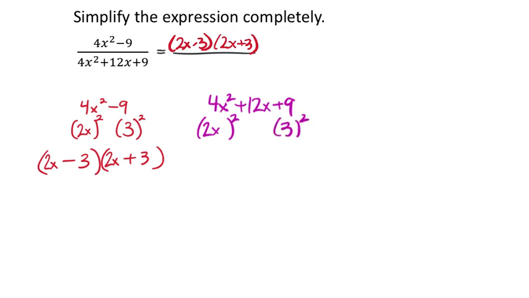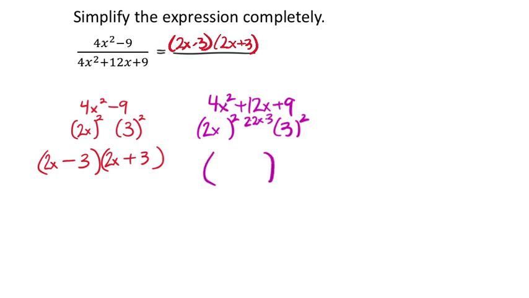So this looks like it's going to be a perfect square trinomial. But we've got to check, right? The 12x, is that 2 times the a, which was 2x, times the c, which was 3? 2 times 2 times 3, yeah, that would have been a 12x. So this is going to work.